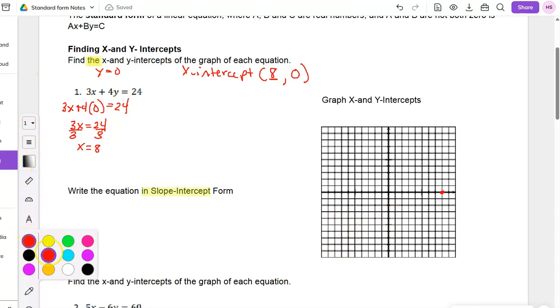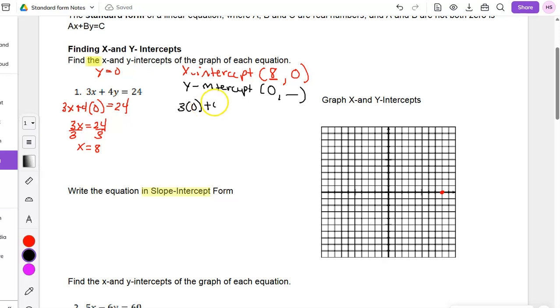Okay, I'm going to do the same thing, but this time we're going to find our y-intercept. Our y-intercept is our y value when x equals 0. So instead of plugging in 0 for y, we're plugging it in for x. We're using the exact same equation, 3x plus 4y equals 24, except for x, we're plugging in 0. Well, 3 times 0 is clearly 0. So I have 4y equals 24. I'm going to divide both sides by 4, and y is going to equal 6. So when x is 0, y is 6.